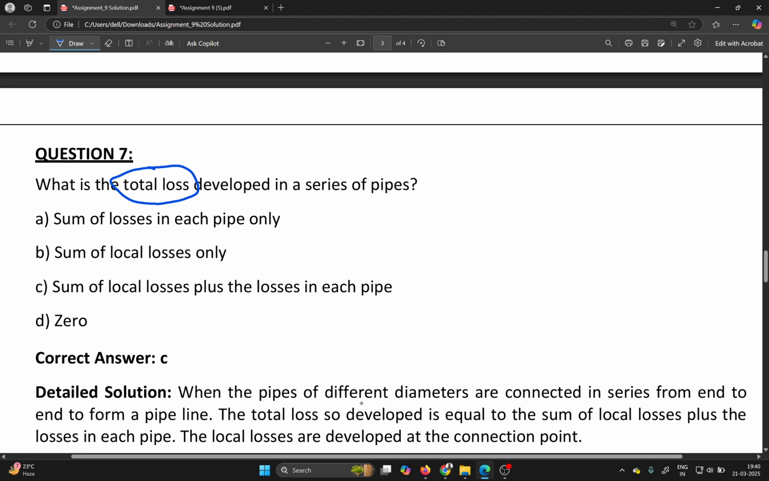When pipes of different diameter are connected in series from end to end of the pipeline, the total loss developed is equal to the sum of local losses plus the loss in the pipe. The local losses are developed at the connection point. Remember please.